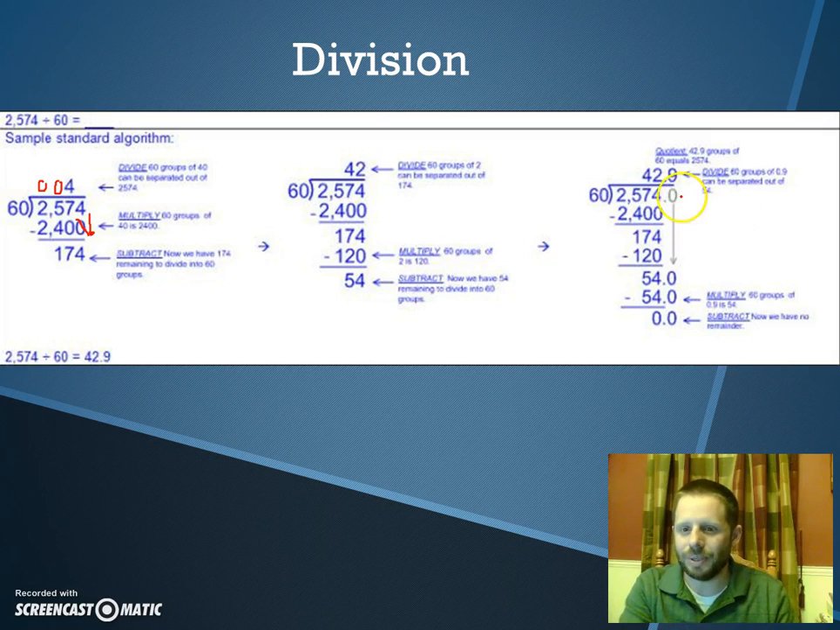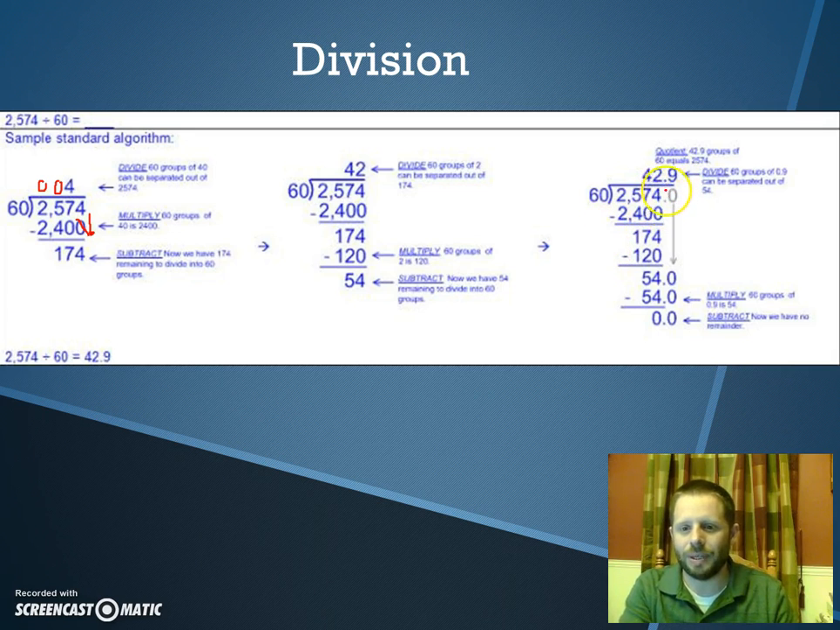Using our standard algorithm, we can actually add a decimal to the end of our dividend and put a 0 here, and that doesn't change the value of the dividend. It's still 2,574. By putting a 0.0 in there, we didn't change that, but it allows us to have something to bring down so that we can continue the division. So now when we bring that down, it's okay, how many times will 60 go into this 540? And we can say, oh, that's 9 times.